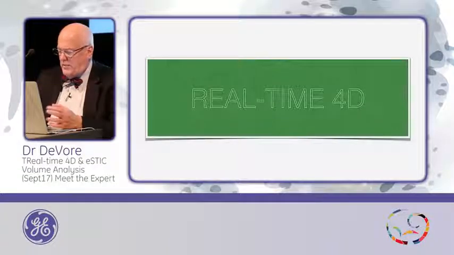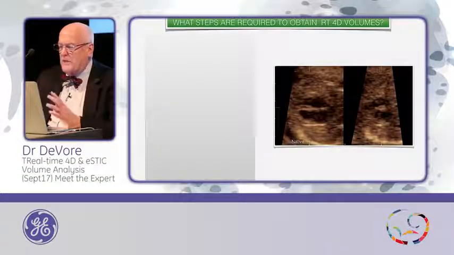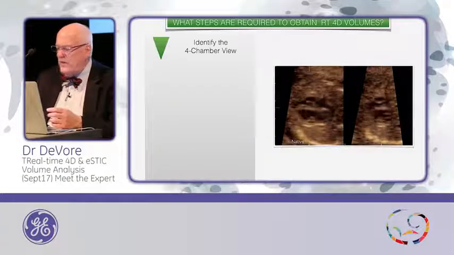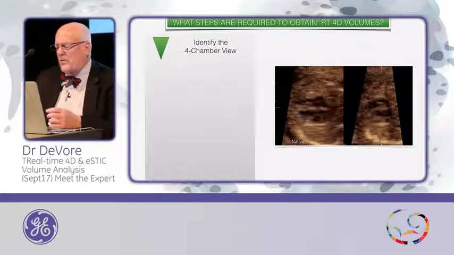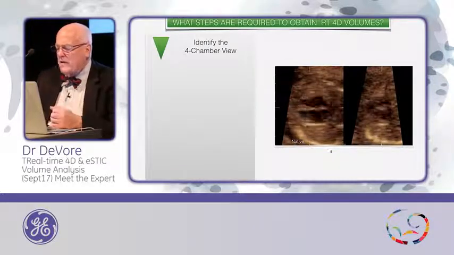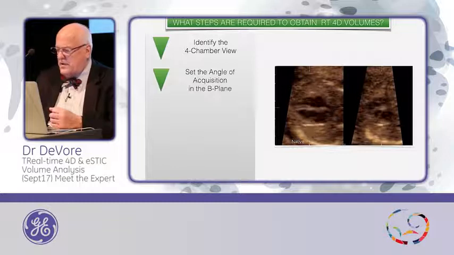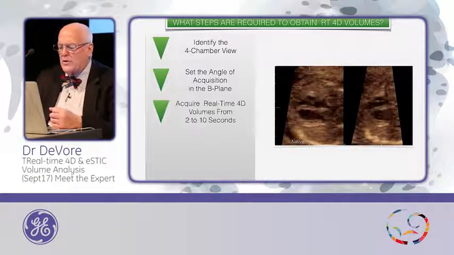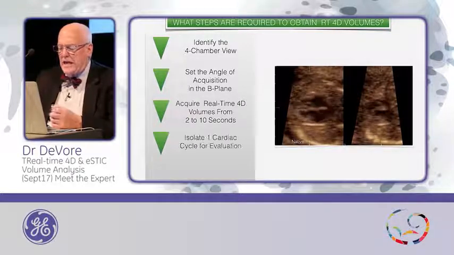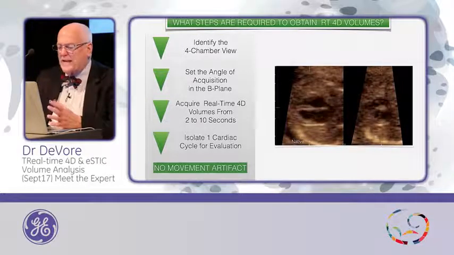So let's now look at real-time 4D, what it does. So here we are. What must happen? The first thing, we must identify the 4-chamber view of the heart, which we've done here. And this is an image you can see. We set the angle of acquisition in the B plane, which I'll show you in a moment. We acquire the real-time 4D volumes from 2 to 10 seconds. And we isolate 1 cardiac cycle for evaluation. And remember, there's no artifact in this volume.